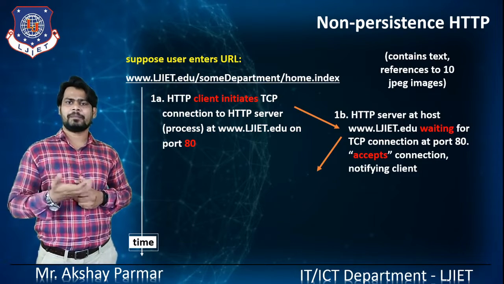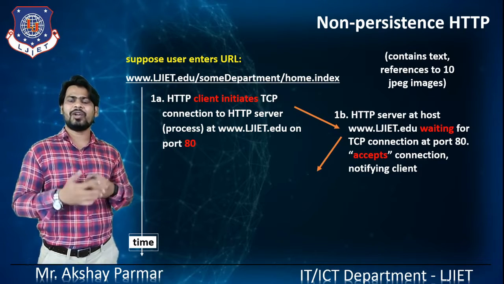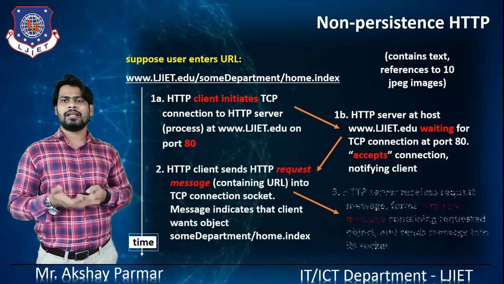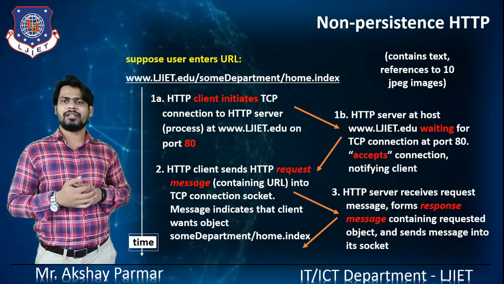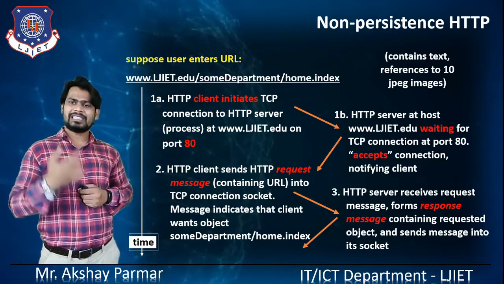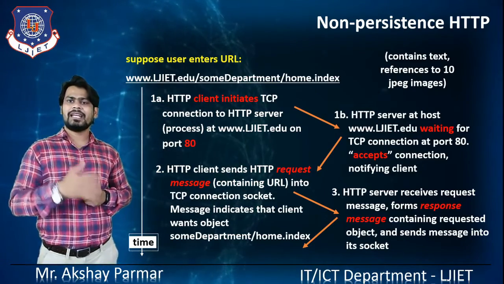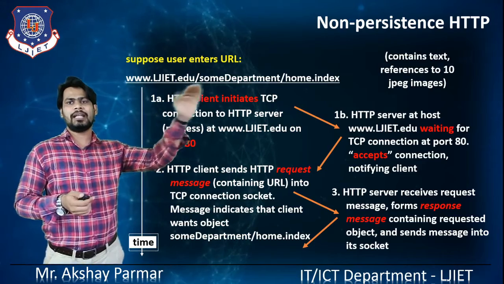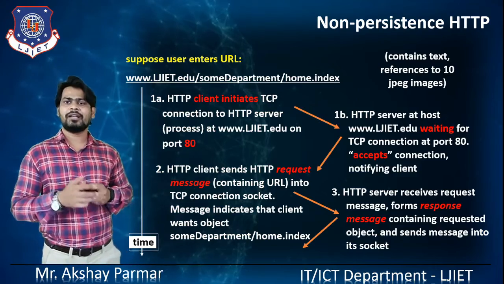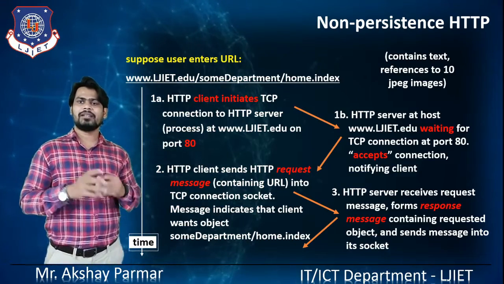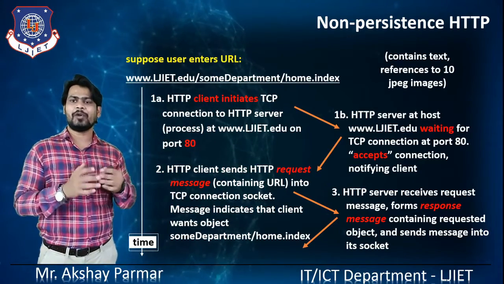After getting that request from the client, it accepts the connection and notifies the client that it has accepted the request. After establishing the connection, the HTTP client sends an HTTP request message containing the URL, that is some department slash home.index, into the TCP connection socket. In the TCP connection socket, the TCP client sends the HTTP request message.